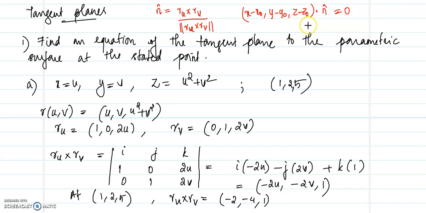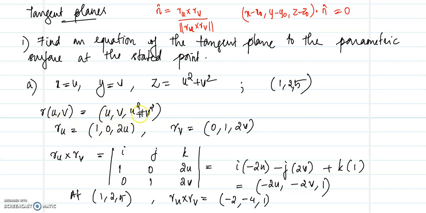So let us see examples on how to find the tangent planes. You are given first the surface which is represented by x equal to u, y equal to v, and z equal to u square plus v square. For this surface, we need to find the equation of the tangent plane at the point (1, 2, 5).